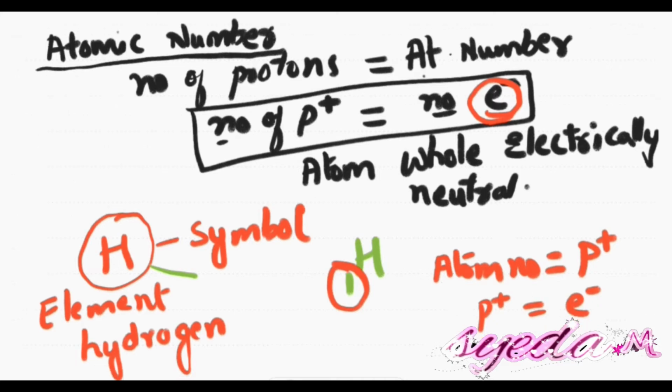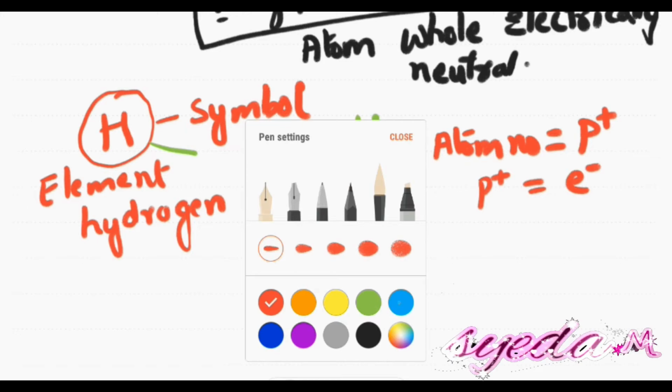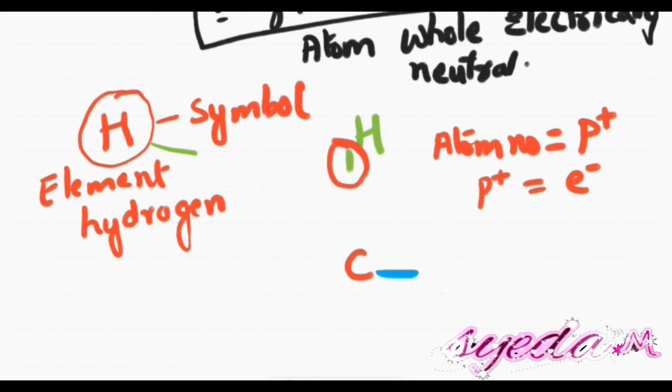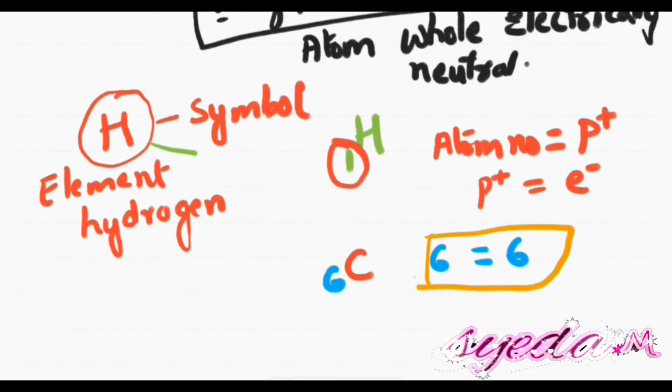Next, if you take one more example, carbon. What is the atomic number for this carbon? If you see, carbon is having 6. So 6 is the atomic number. That means how many protons does it have? Atomic number is 6. Atomic number should be equal to the number of protons. So how many protons does it have? 6. This way we can find the number of protons by knowing the atomic number.